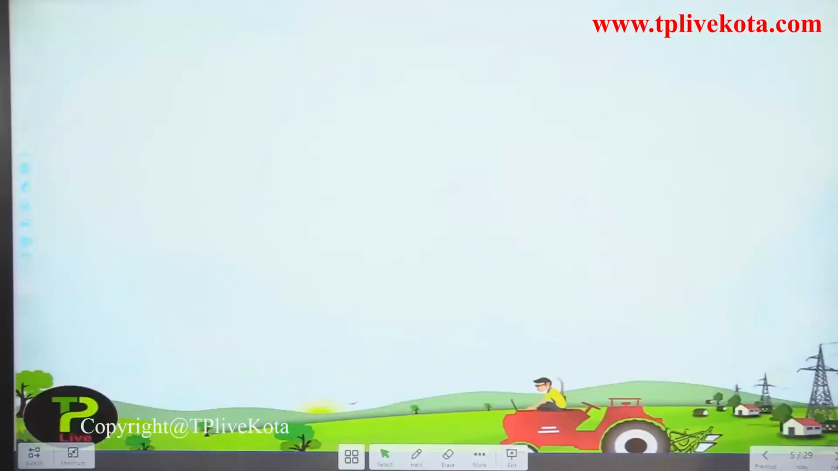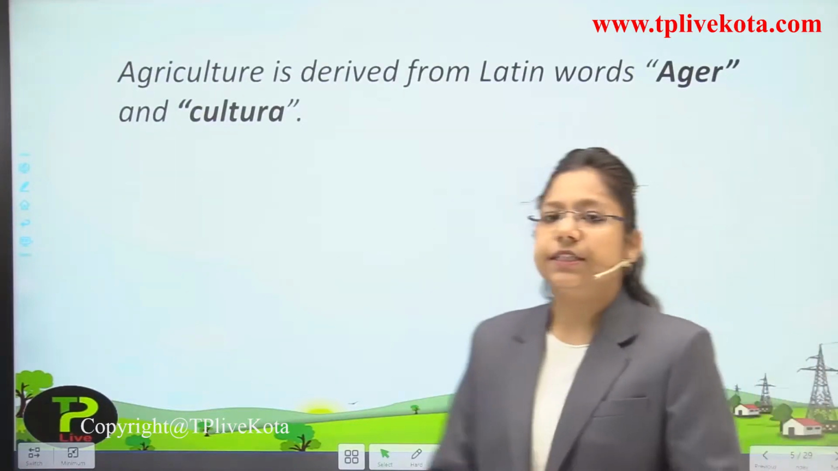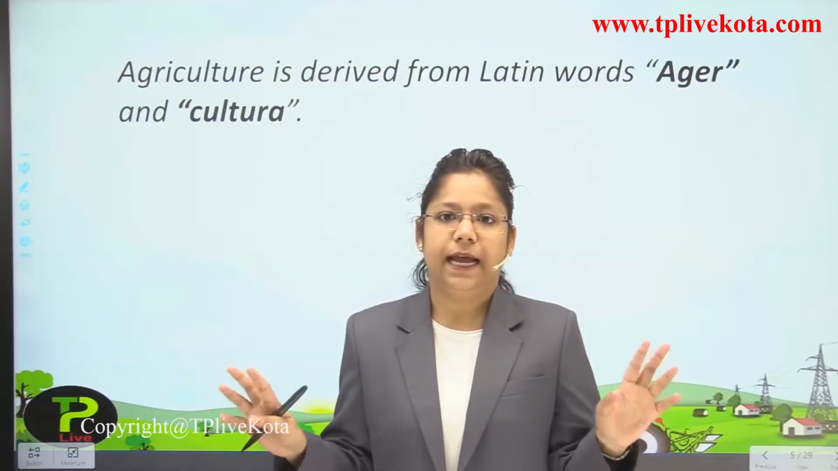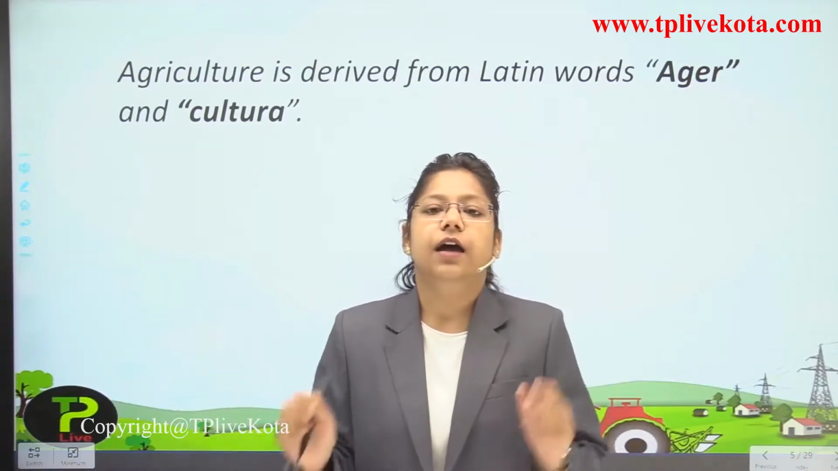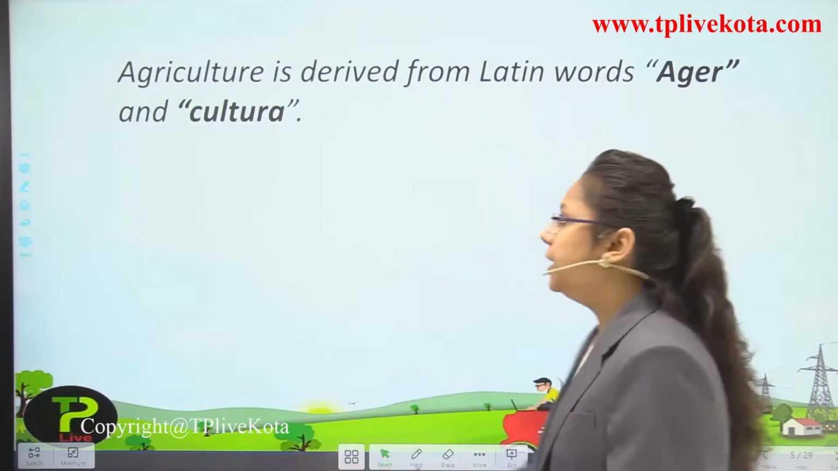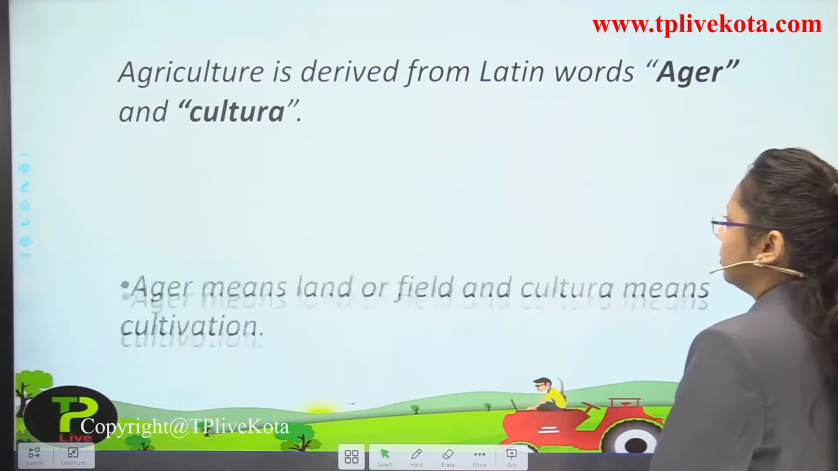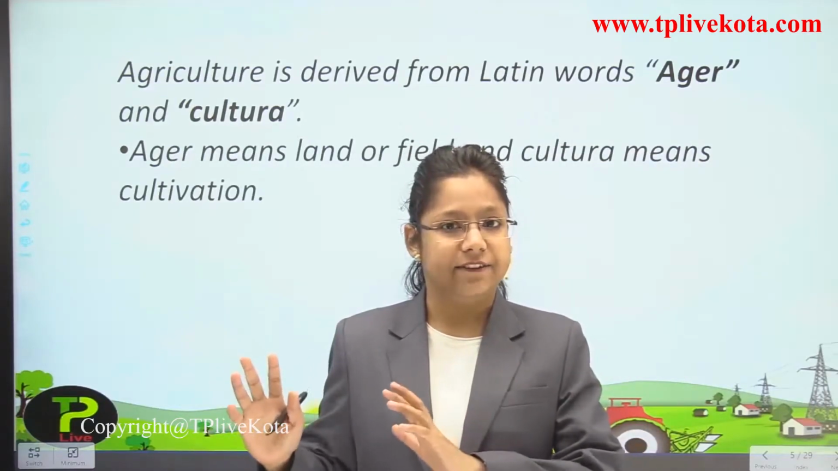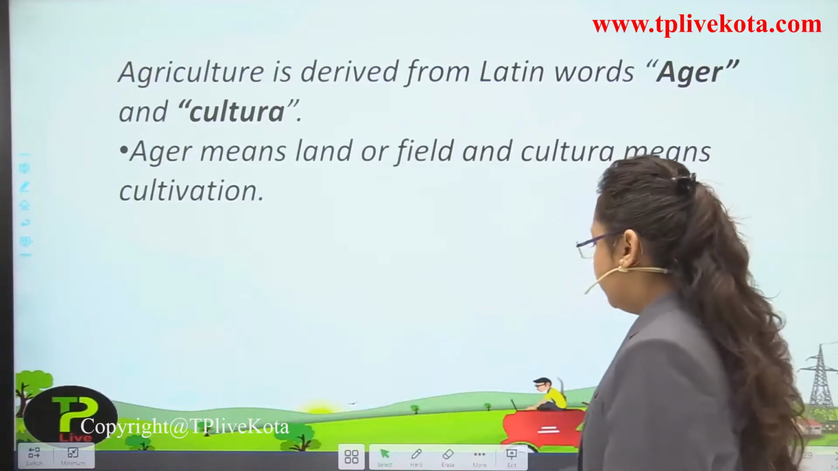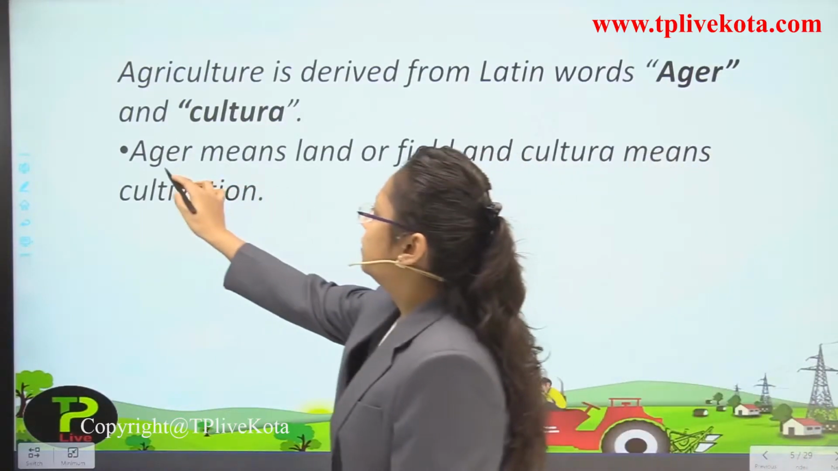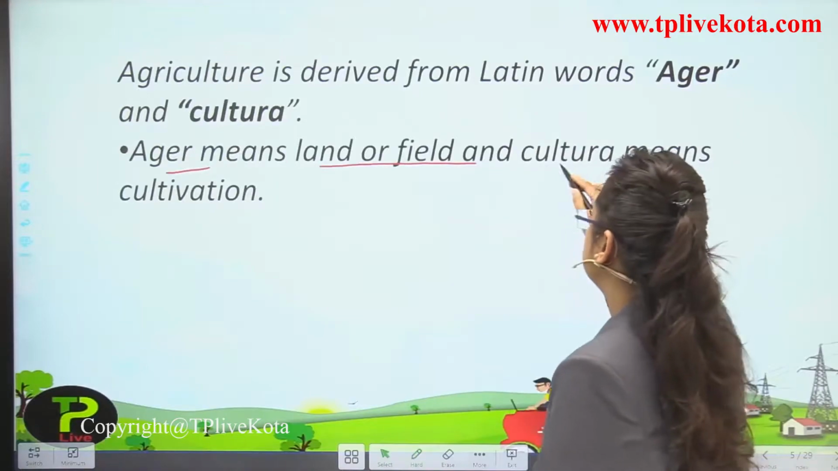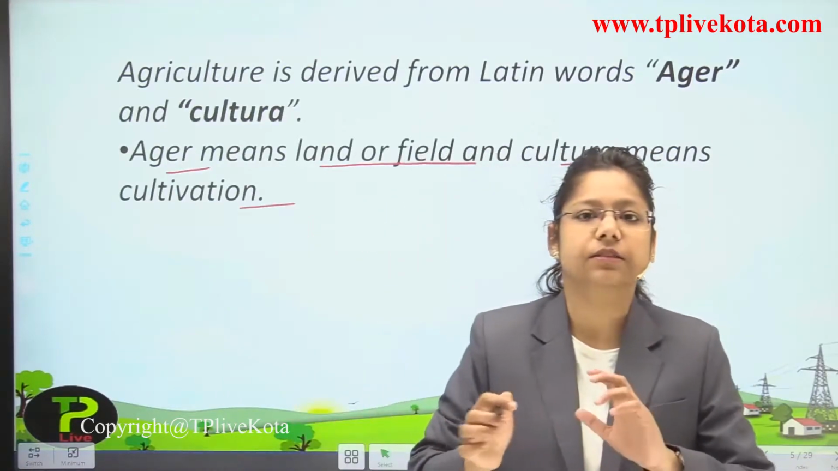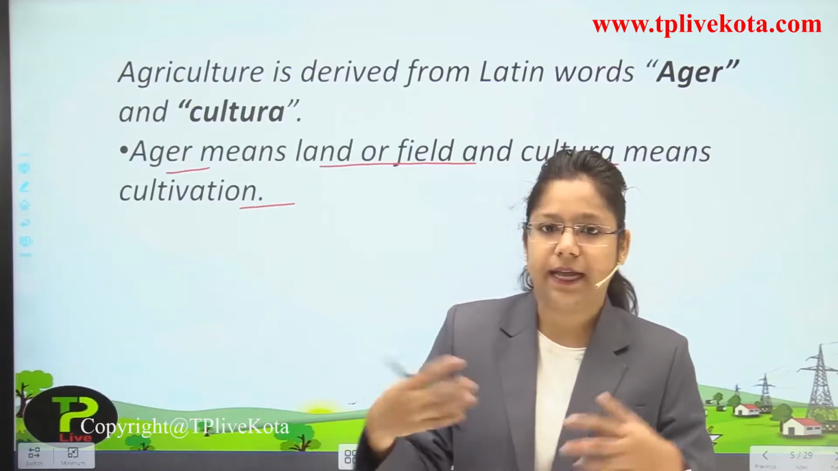So let's get started with the term agriculture first. What is agriculture? Agriculture is derived from two Latin terms, ager and cultura. What does ager mean, students? Ager means a field or land, and cultura means cultivation. You have to mark this as important: ager means land or a field, and cultura means cultivation. So agriculture is formed by the two terms, ager and cultura.